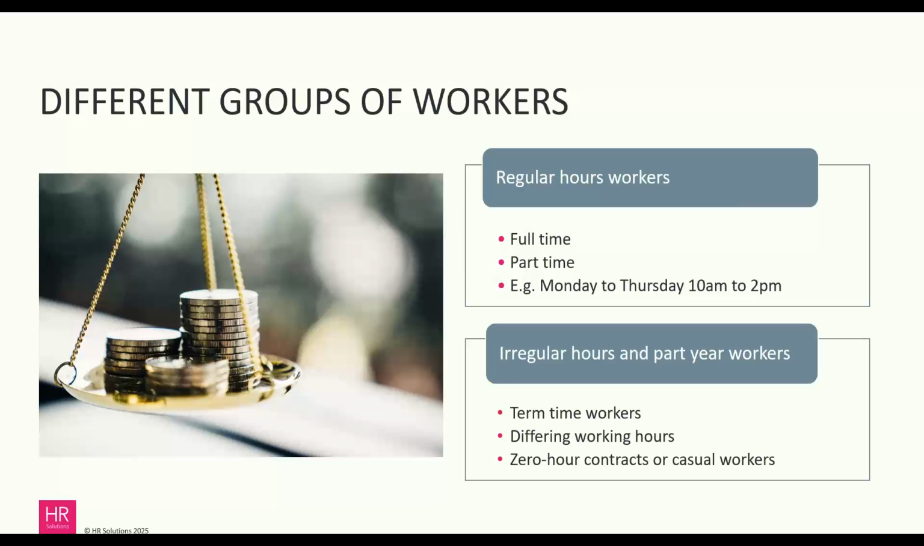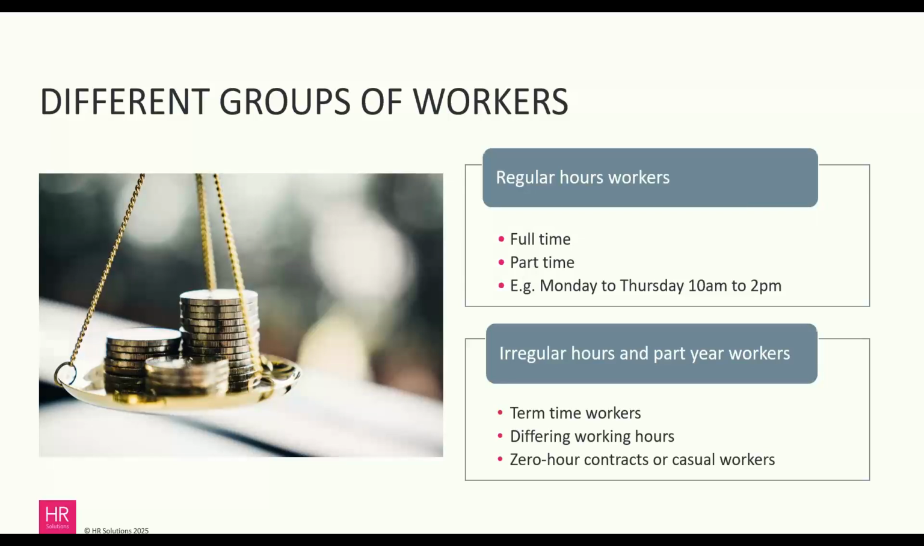You then have another set of rules for those workers who work irregular hours or part year. So, for example, somebody that's a term time worker, or if you employ somebody on a zero hours contract, or if you engage somebody on a casual worker agreement. So it's really important to know that there are these two sets of rules for how holiday entitlement is calculated and how holiday pay is calculated as well. Because if you get it wrong, that's where it's costly, because you'll get claims through tribunals for the underpayment of holiday pay.